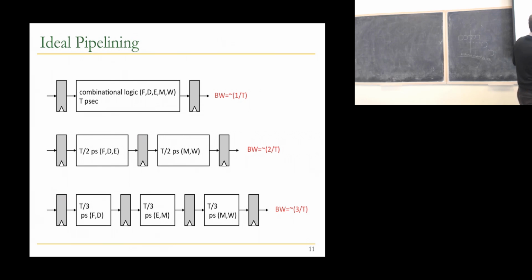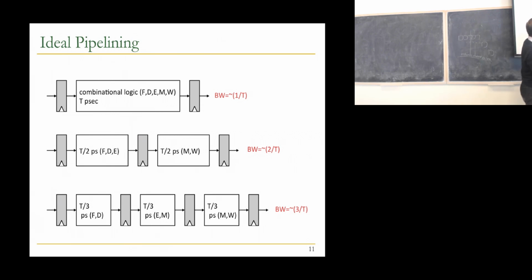The throughput, or bandwidth, of this is proportional to 1 over t picoseconds. You're completing one instruction every t picoseconds. Let's assume that we want to pipeline this with two stages and improve throughput twice. If you would like to do that, this is what we can try to do. Have two stages, one takes t over 2 picoseconds.